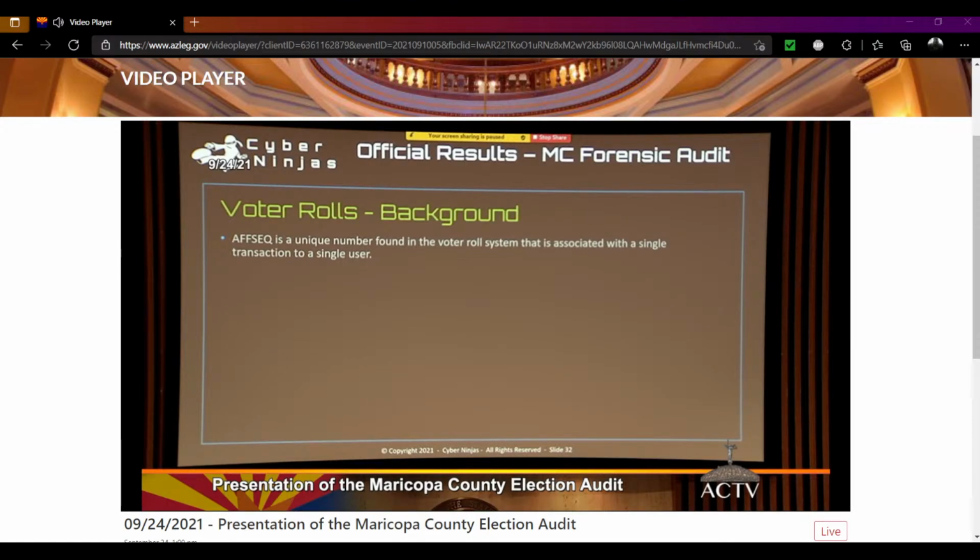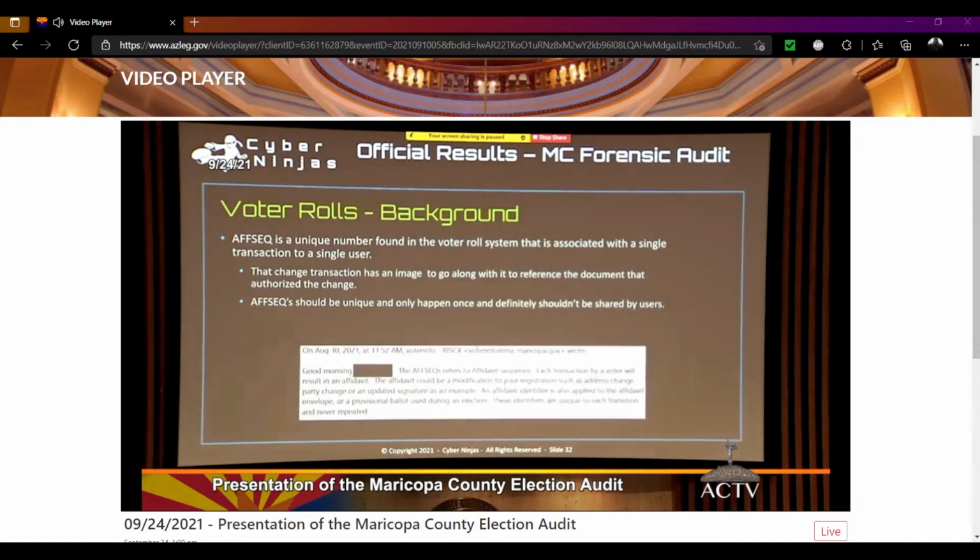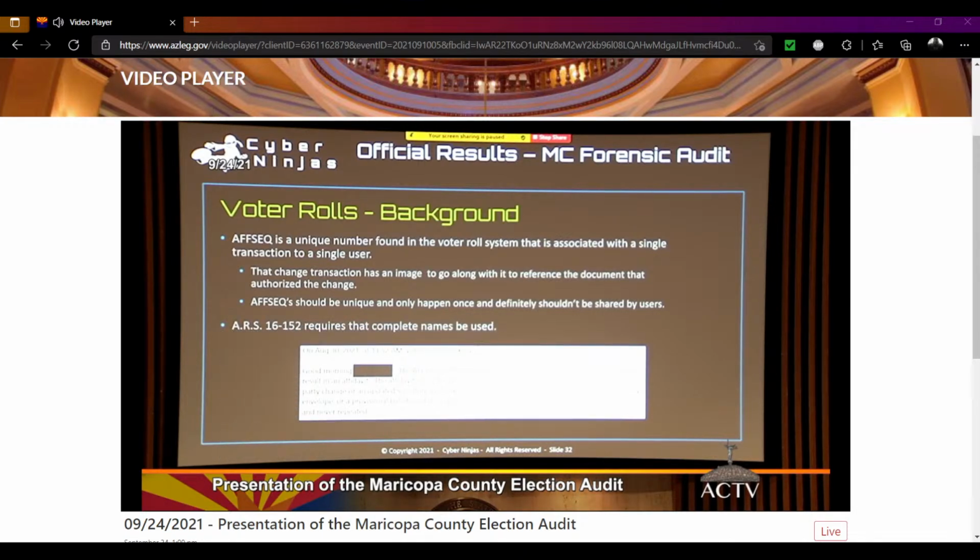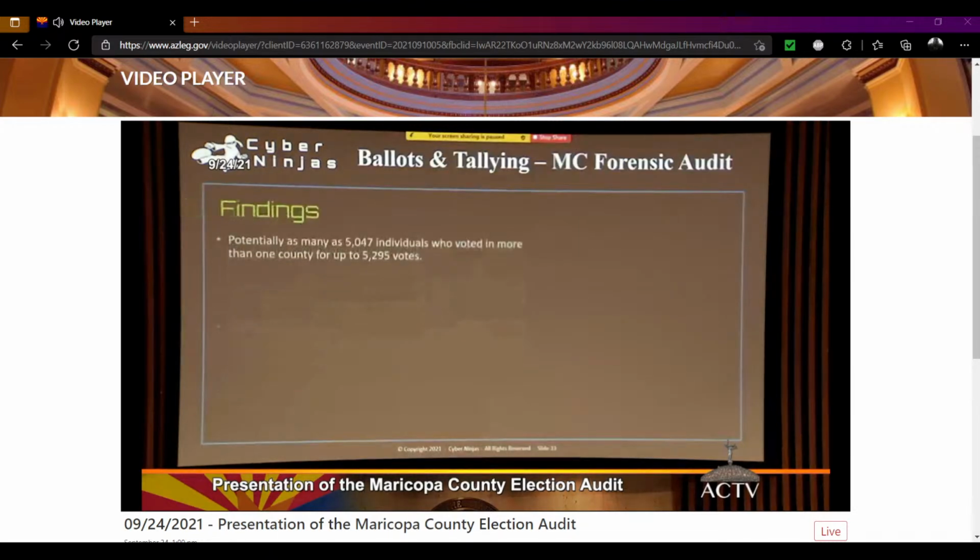So those should be unique. You should not even have it twice in your voter rolls. It should only happen once, and it should not be shared among multiple individuals. And this is something, again, we confirmed with the recorder's office. Now, we also have a statute that says complete names should be used, and I'll get into our findings in a second.